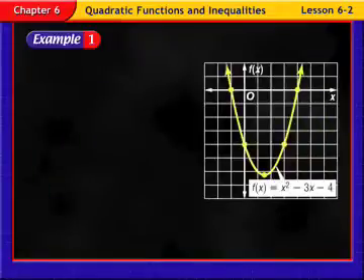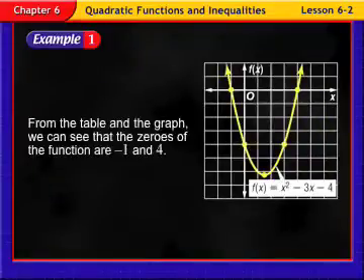I then graph those points and the curve. And from the graph, we can see that the zeros, or the solutions, are at -1 and 4, the x values, where it crosses the x-axis. We could also have seen that in the table. You'll notice if you look back at your table, we had values of -1 that yielded 0 for y, and 4 that yielded 0 for y.